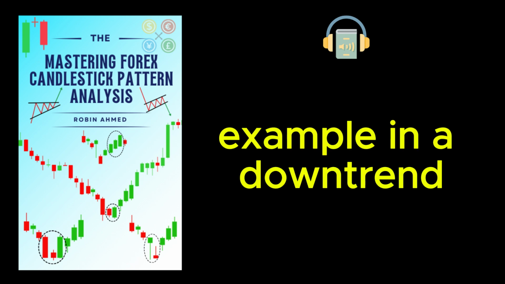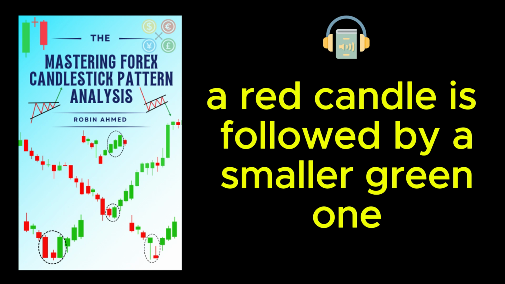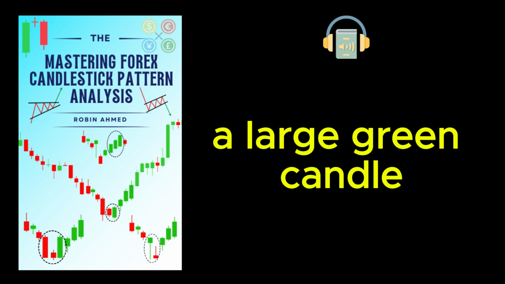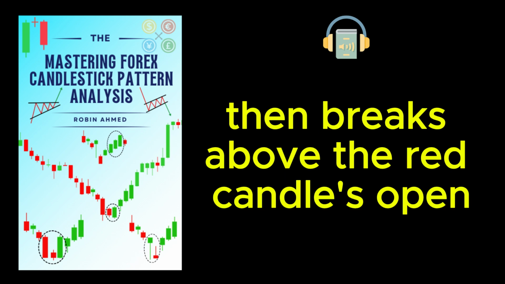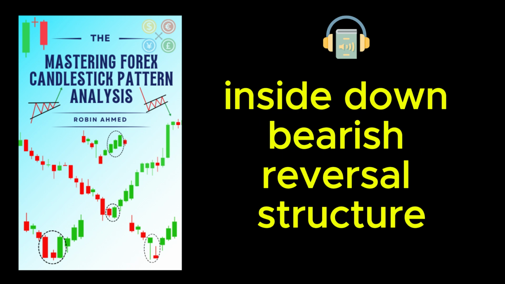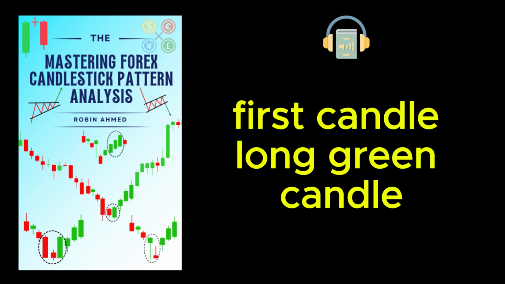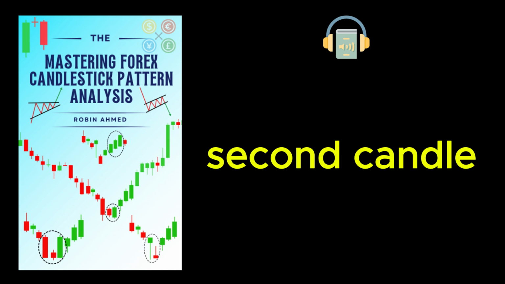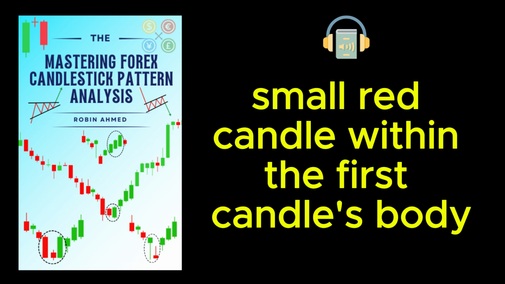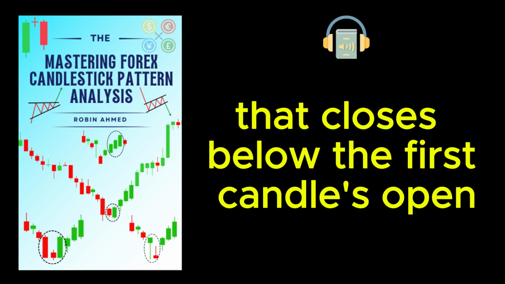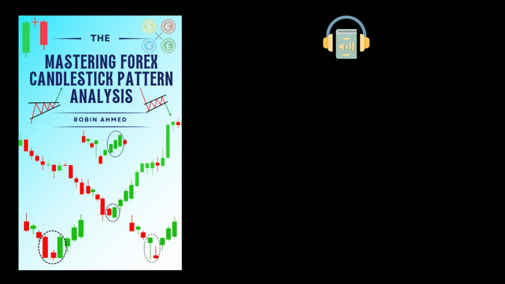Example: in a downtrend, a red candle is followed by a smaller green one that stays within its range. A large green candle then breaks above the red candle's open, confirming buyer control. 3 inside down, bearish reversal. Structure: first candle, long green candle, uptrend context. Second candle, small red candle within the first candle's body. Third candle, strong red candle that closes below the first candle's open.